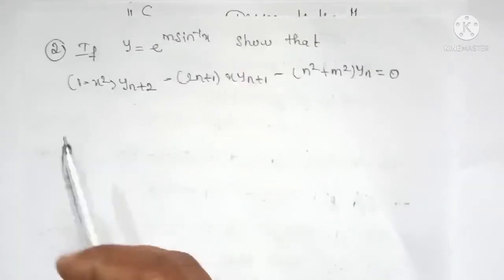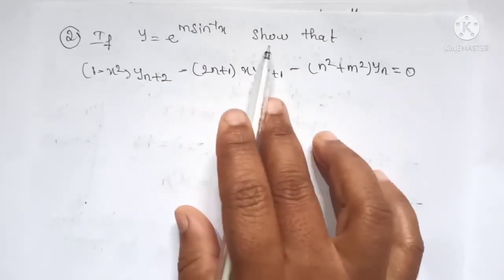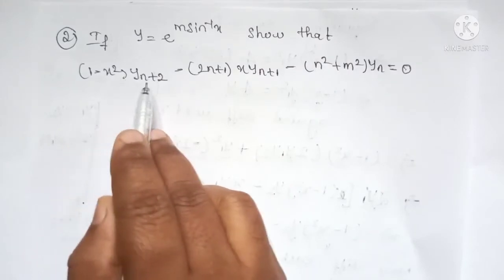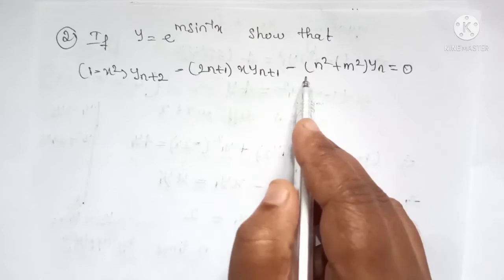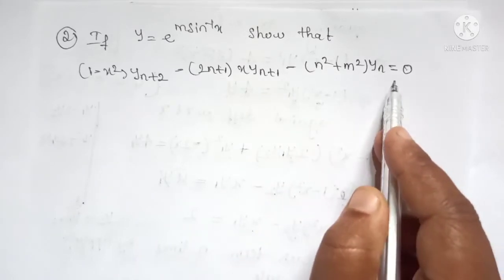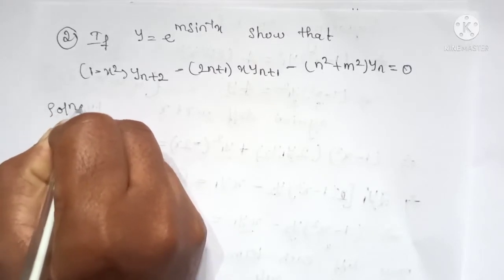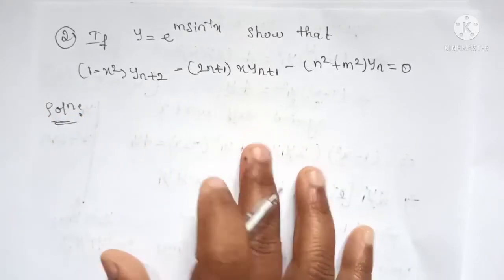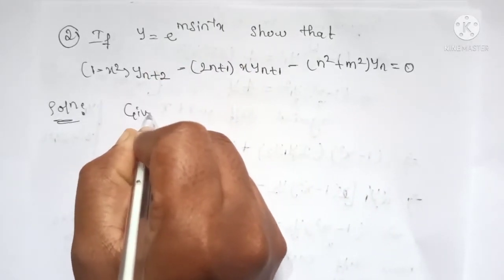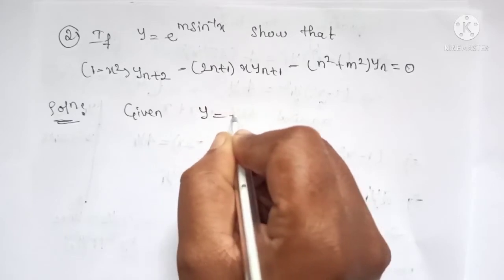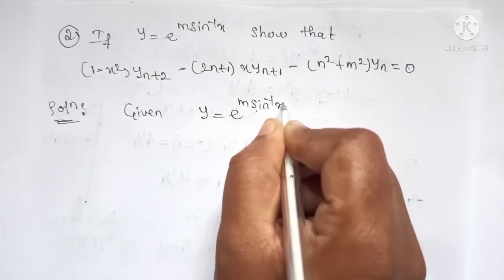And for example, if y equals to e raised to sine inverse of x, then show that 1 minus x square yn plus 2 minus 2n plus 1 x into yn plus 1 minus n square into yn equals to 0. Solution, we repeat the same steps here. Only we get a derivative difference. Given y equals to e raised to m sine inverse of x.